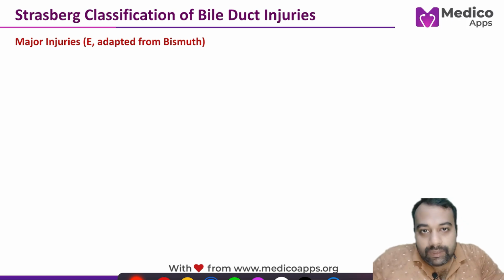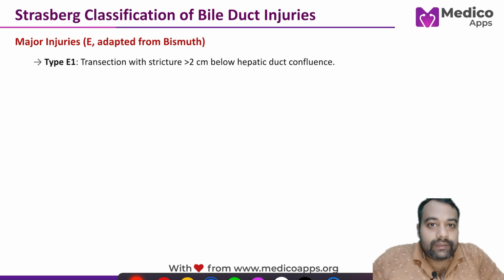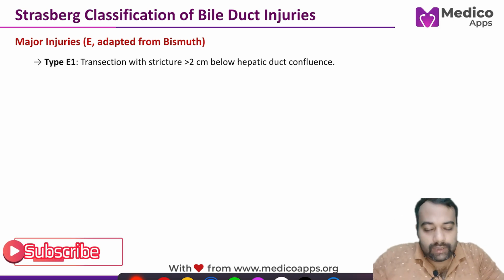Now your major injuries, like these, are your type E. This type E is basically associated with a complete transection mostly. Now you have to understand the adaptation of the Bismuth. So your Bismuth adaptation is basically classified into further subclassifications.